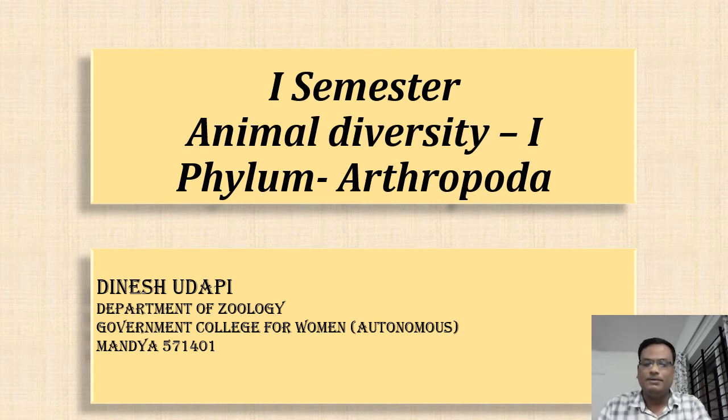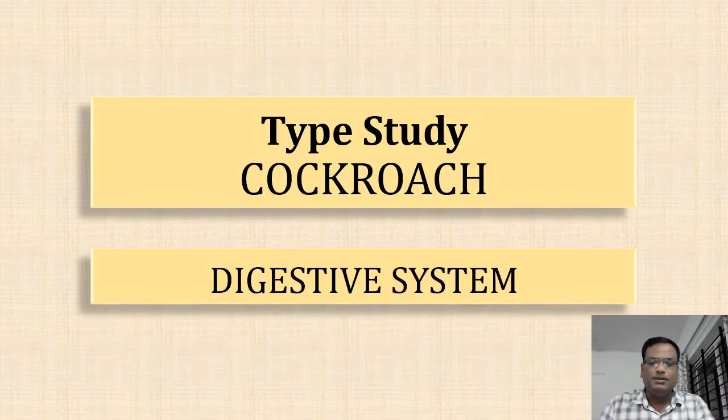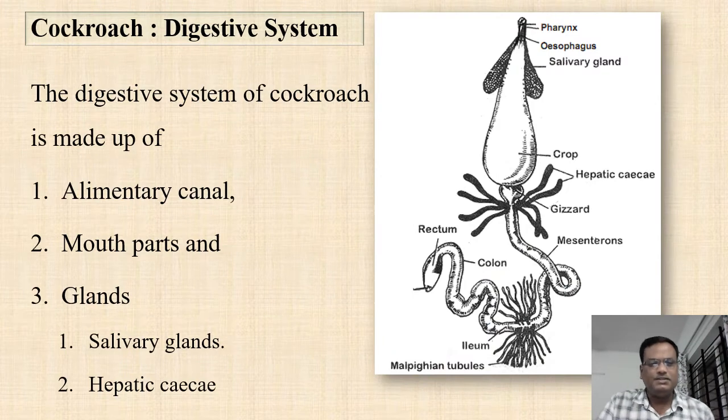Hello students, let us continue with the type study of cockroach. Now in this video we'll study the digestive system of cockroach. The digestive system of cockroach is made up of alimentary canal, mouth parts and glands. So digestive system is mainly associated with obtaining food and digestion of food and digestion of undigested food.